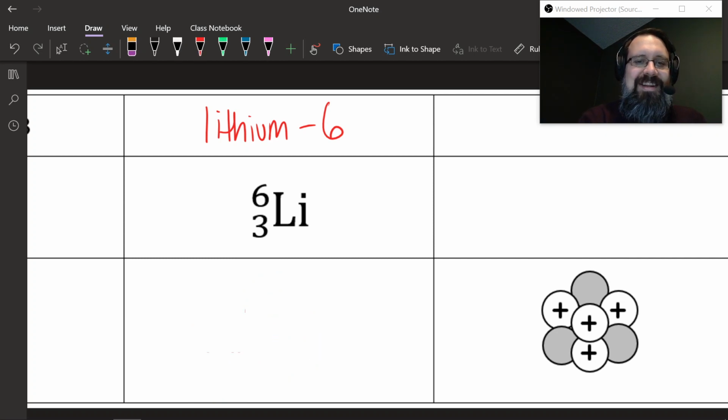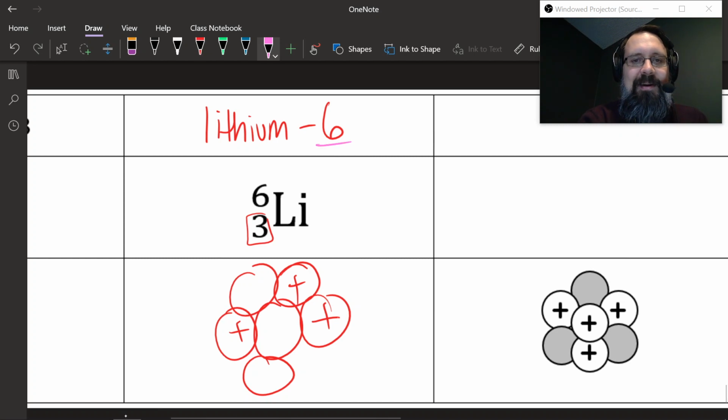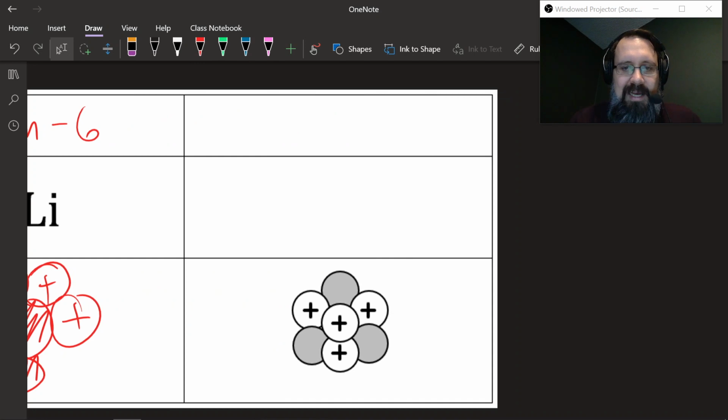So if I draw the 6 particles, 1, 2, 3, 4, 5, 6. Okay, so then how many of those are protons? 3. And so because we put that 6 at the end here, we knew how many protons and how many neutrons there were. There were 3 protons and 3 neutrons. That's what makes it a nuclide. It's called a nuclide when you actually know how many protons and neutrons there are. If you don't know, then it's called an element. So that's the element name, lithium. Nuclide name, lithium-6. This last one, we've got to figure out what it is.